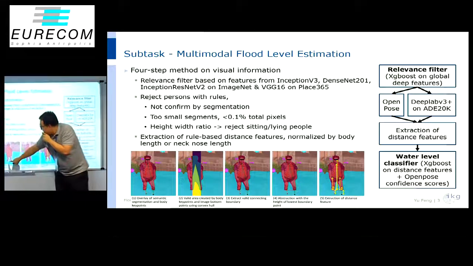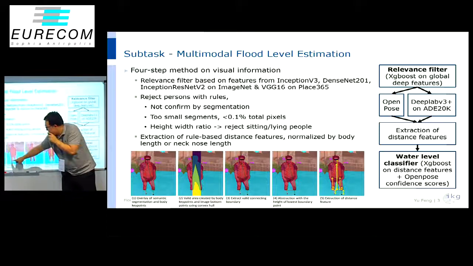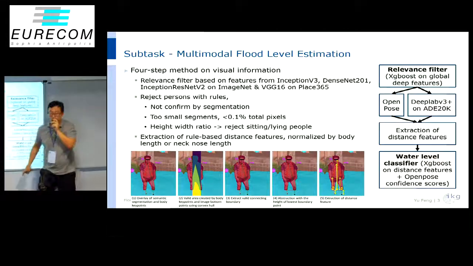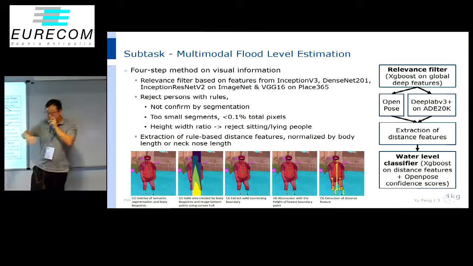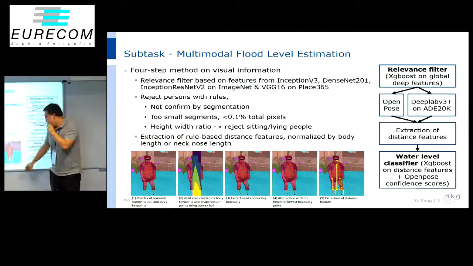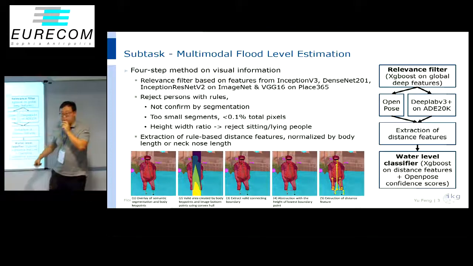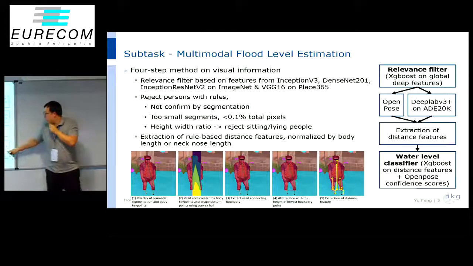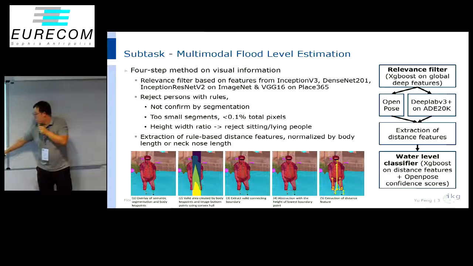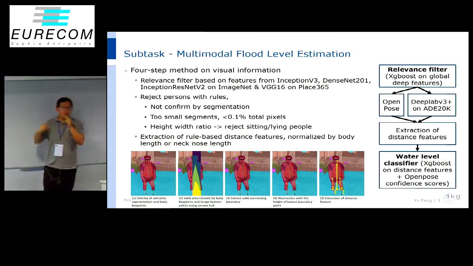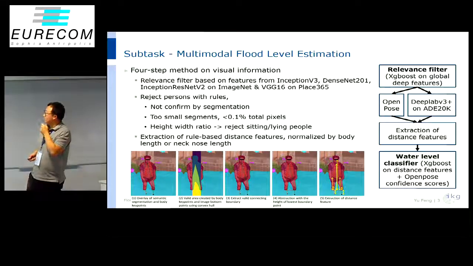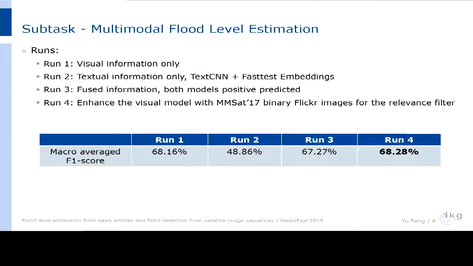Then we detect the connecting boundary of these two segments, and we abstract it with a simple horizontal line to represent the water line. Then we use this distance to represent the relationship. After that, we combine this distance with the OpenPose confidence score to do a second-level classification of how deep the water is. So this is the basic idea of this part.